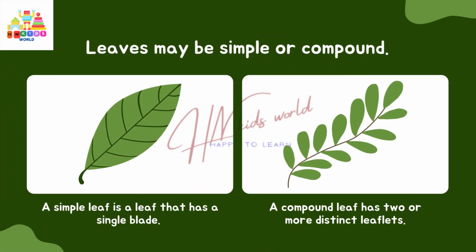Leaves may be simple or compound. A simple leaf is a leaf that has a single blade. A compound leaf has two or more distinct leaflets.